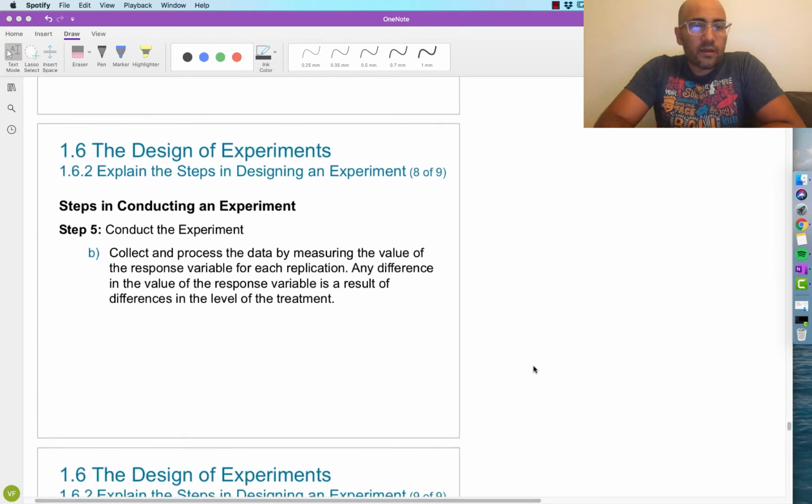Good. So we want to conduct our experiment. We want to collect and process the data by measuring the value of the response variables for each replication. So in my little idea of the cows, the response variable would be the milk production. The explanatory variable would be the diet that I provide them. And then there would be these other factors that are uncontrolled, such as weather. Maybe the weather has something to do with milk production. Maybe the moisture level in the air has something to do with it.